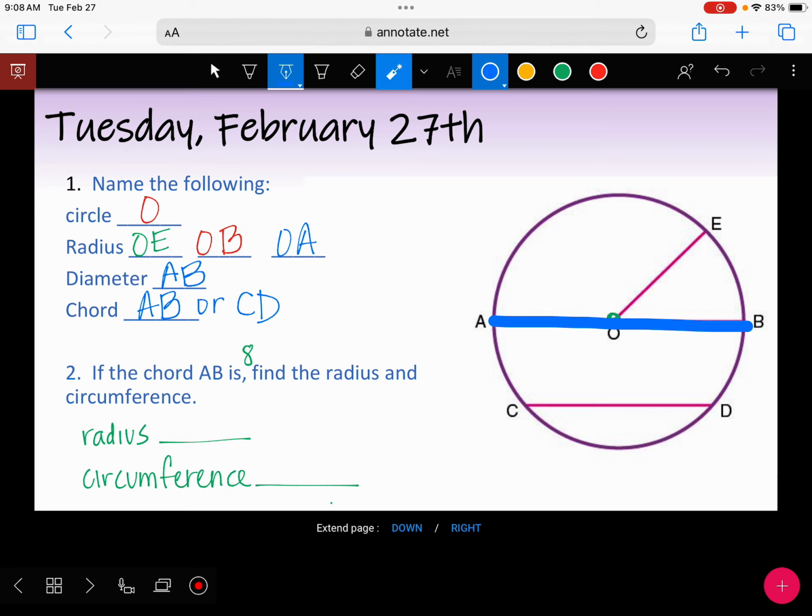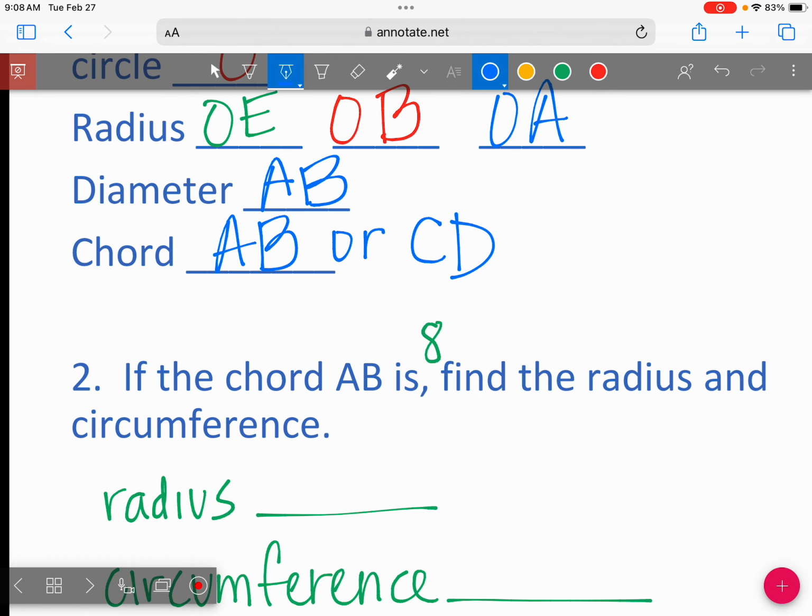So if I know that from here to here, go ahead and add the number 8 because that was cut off in your notes. So if the chord is 8, that means from here to here is 8. What is the radius? Because remember, the radius is always half of the diameter. So if your diameter, because remember, this chord is your diameter. So can you write that this is actually your diameter? It is a chord, but it's a special chord. It's a chord that goes through the center, which makes it a diameter.